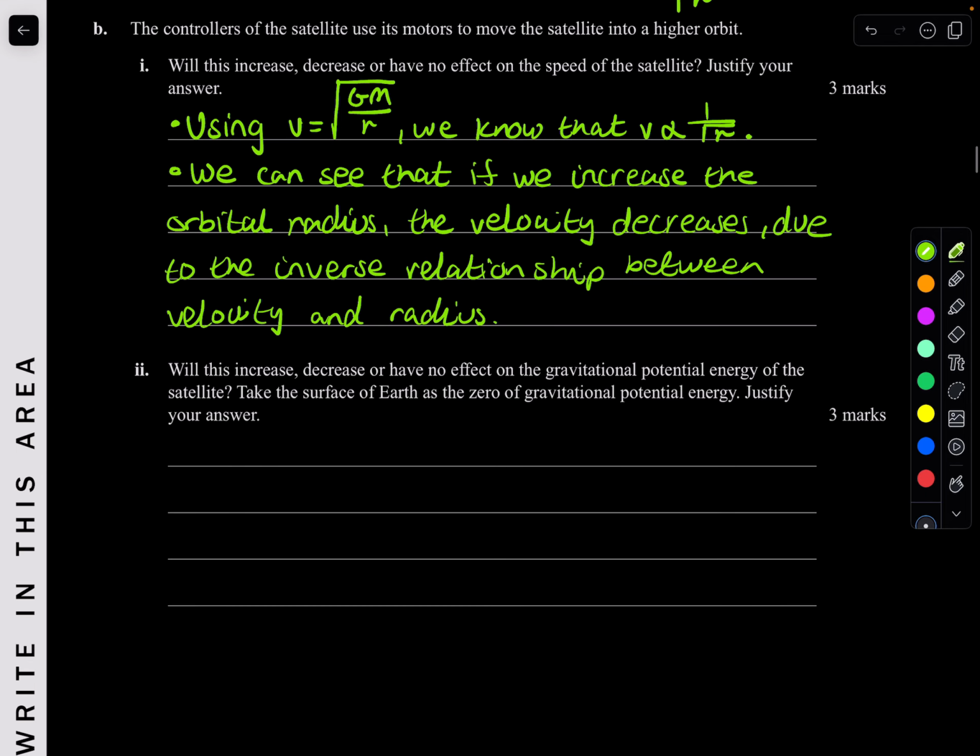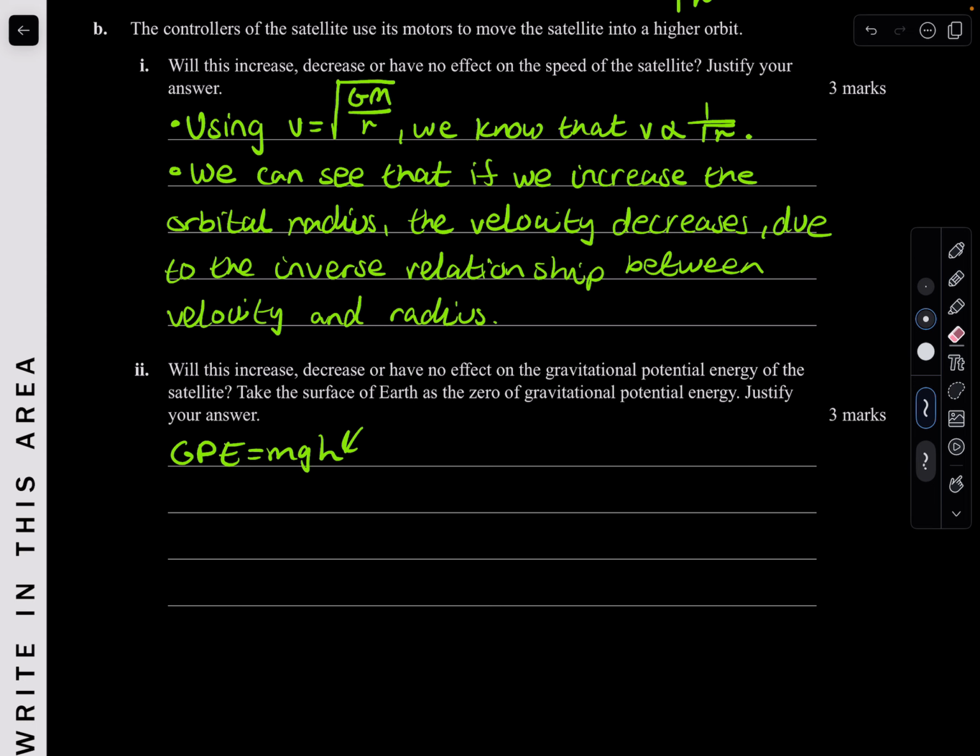Easy. Question 2. Will this increase, decrease, or have no effect on the gravitational potential energy of the satellite? Take the surface of the Earth as zero gravitational potential energy. Justify your answer. Now, a lot of students would use gravitational potential energy GPE equals mgh, and they'll say that because the radius is increasing, your height is increasing, hence your gravitational potential is increasing. Be careful. Do not show this.